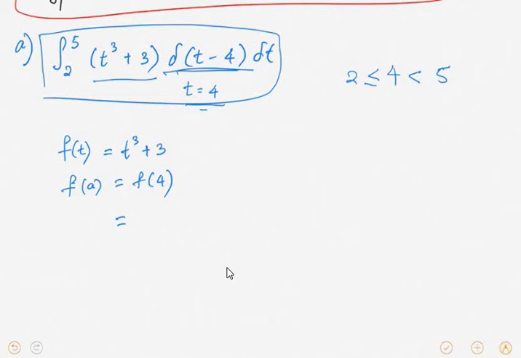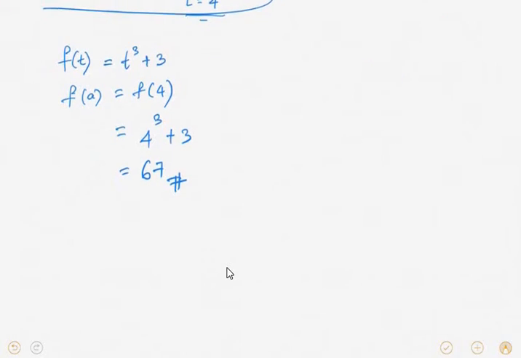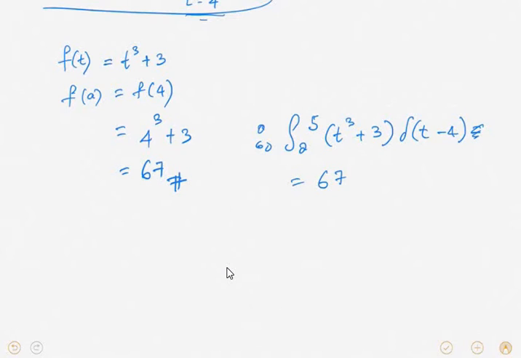So you have t to the power of 3, so it's 4 to the power of 3 plus 3. So this is 64 plus 3, which is 67. So the integration from 2 to 5 of t to the power of 3 plus 3, delta t minus 4, equals 67.